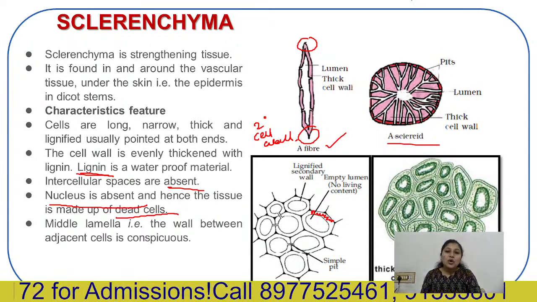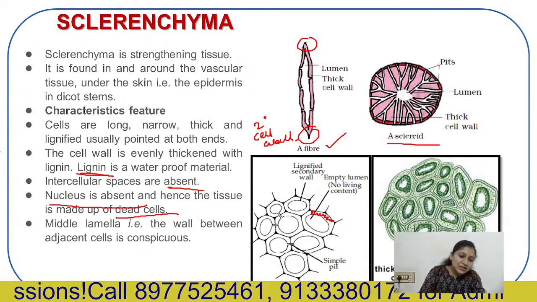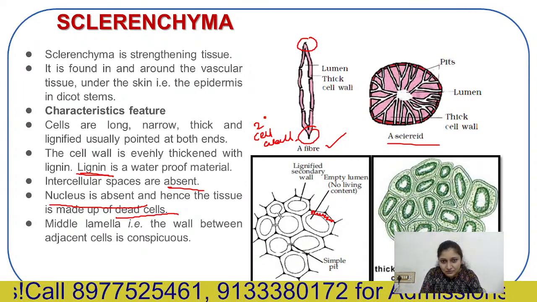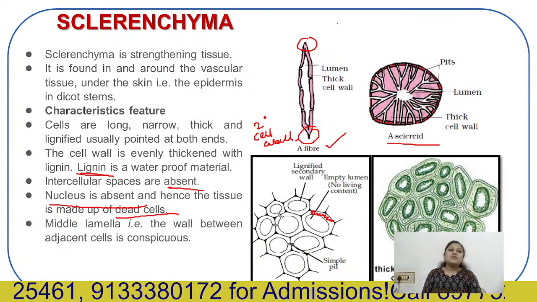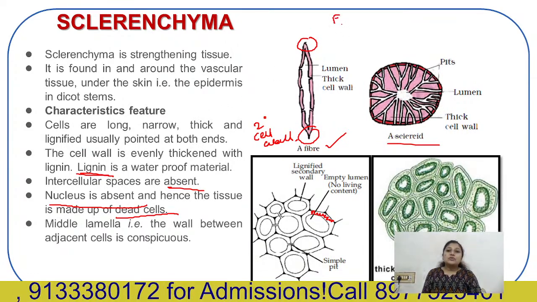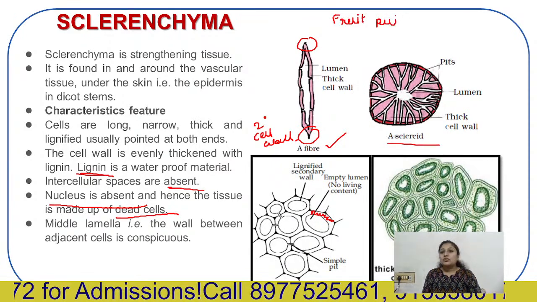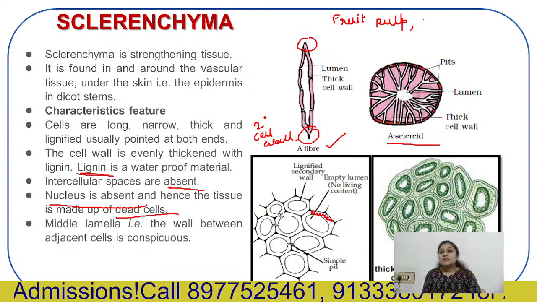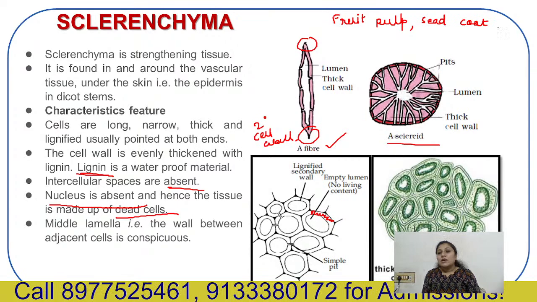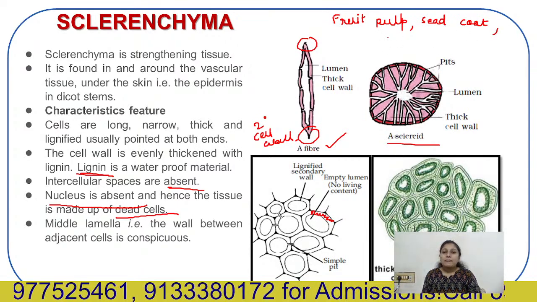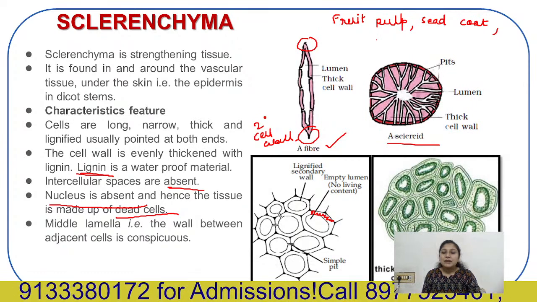Most of the fruit wall, nut walls, and seed coat of some seeds, like leguminous seeds, are made up of sclerenchyma. So the fruit wall, seed coat, and nut wall are made up of sclerenchyma type of cell.